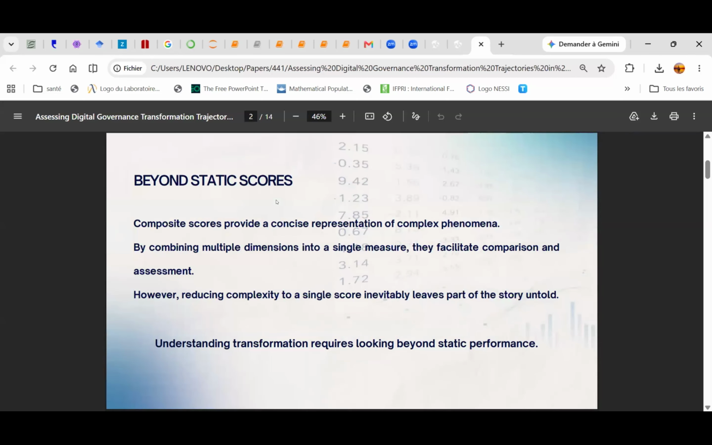So today we live in a world where almost everything is measured. To make sense of increasingly complex phenomena, we rely on composite scores that summarize multiple dimensions into a single measure. They provide a concise representation of reality and greatly facilitate comparison. However, reducing complexity to a single score inevitably leaves part of the story untold. Understanding transformation requires looking beyond static performance. This is the central idea behind our work.